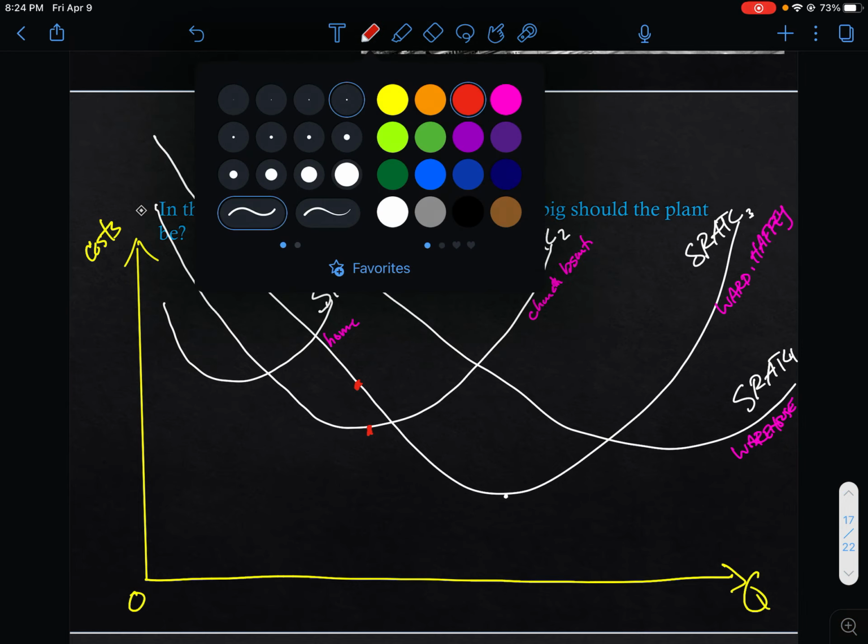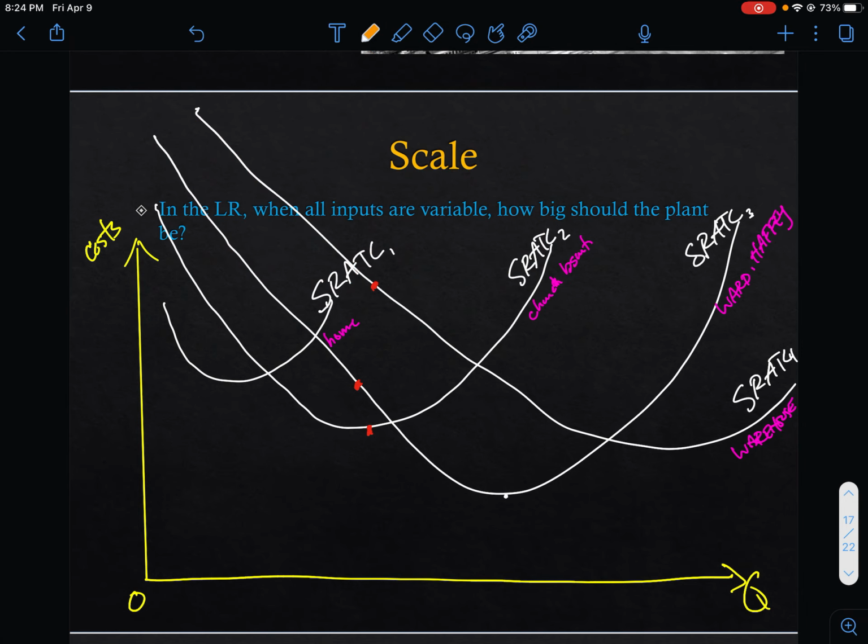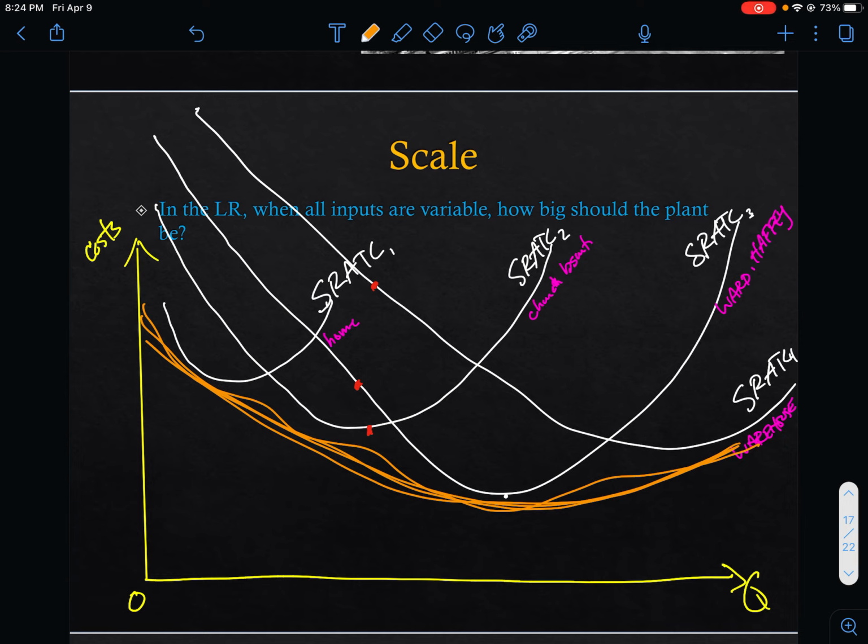And so the takeaway here is, in the long run, when you can choose the size of your operation, you're going to work off of the bottommost portion of all of the possible short-run average total cost curves. So the long-run average total cost curve is the bottommost portion of the short-run average total cost curves. For any given output level, any given output range, there might be several different plant sizes that could produce that, which is the one that gives you the lowest cost.